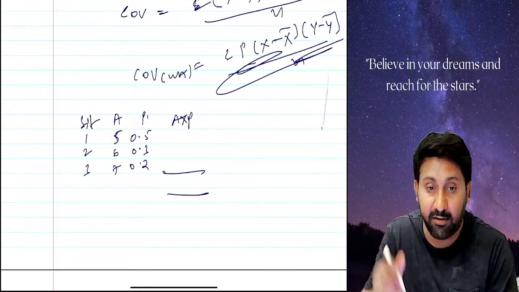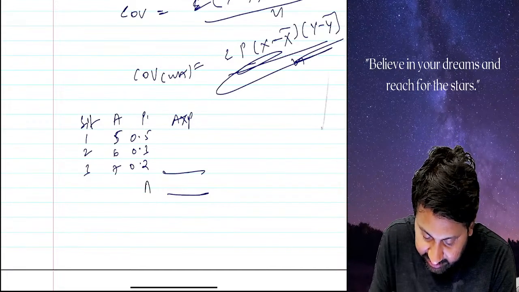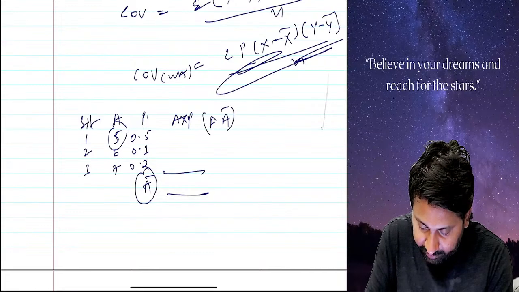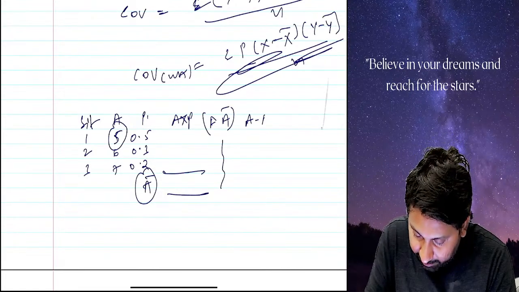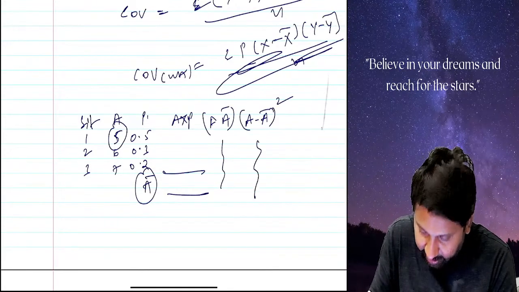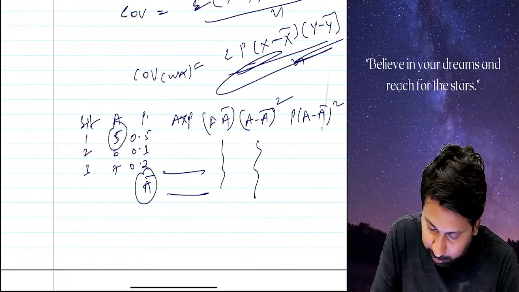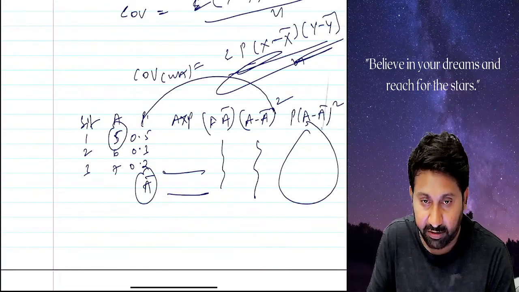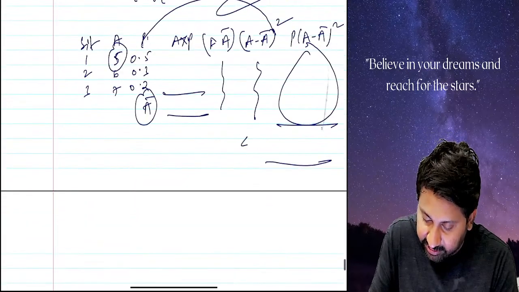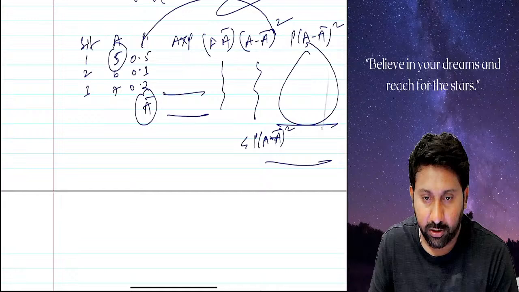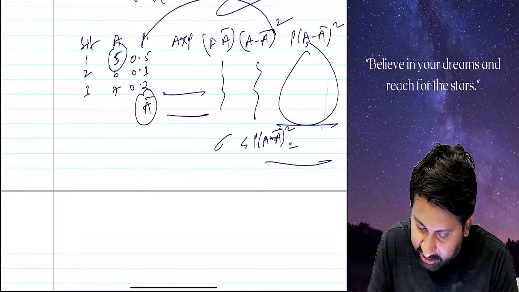Means the probable price will come. So this is called A bar. A minus A bar you have to write here. Three information: A minus A bar, whole square information, P into A minus A bar the whole square. This probability into this column will come. You total this. This will become sigma P into A minus A bar the whole square. Totally, this will become the standard deviation of A.